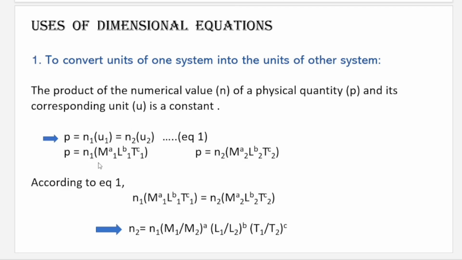Now we add the fundamental units M, L, T with dimensions a, b, c to both the systems and put them into equation 1, cancelling out the common P.